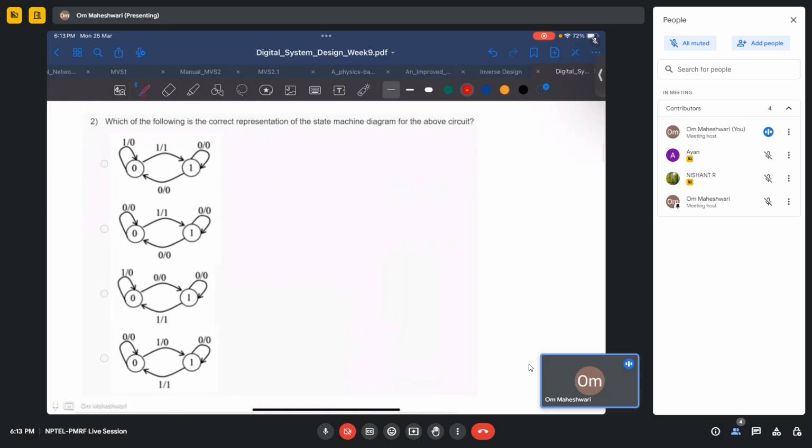Which of the following is the correct representation of the state diagram for the above circuit? The above circuit was this one, with X here. So we have to figure out which is the correct state diagram for this. First try it out, then we will solve it.